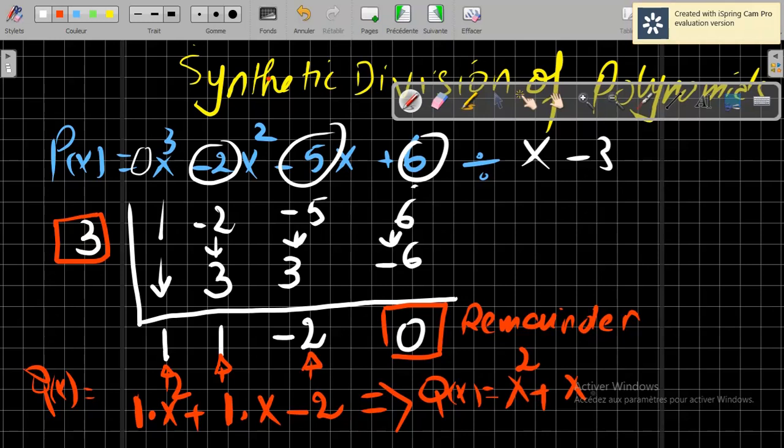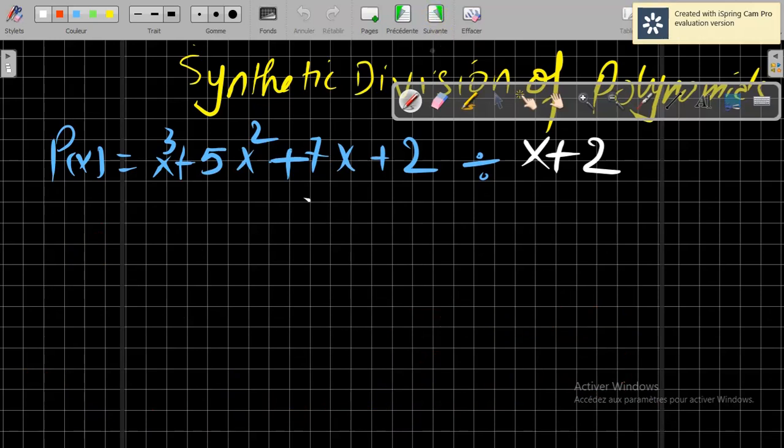and you have -2. So this is your quotient here. Quotient is equal to x squared plus x minus 2. Now let's try to see another example. Now you have another polynomial function.